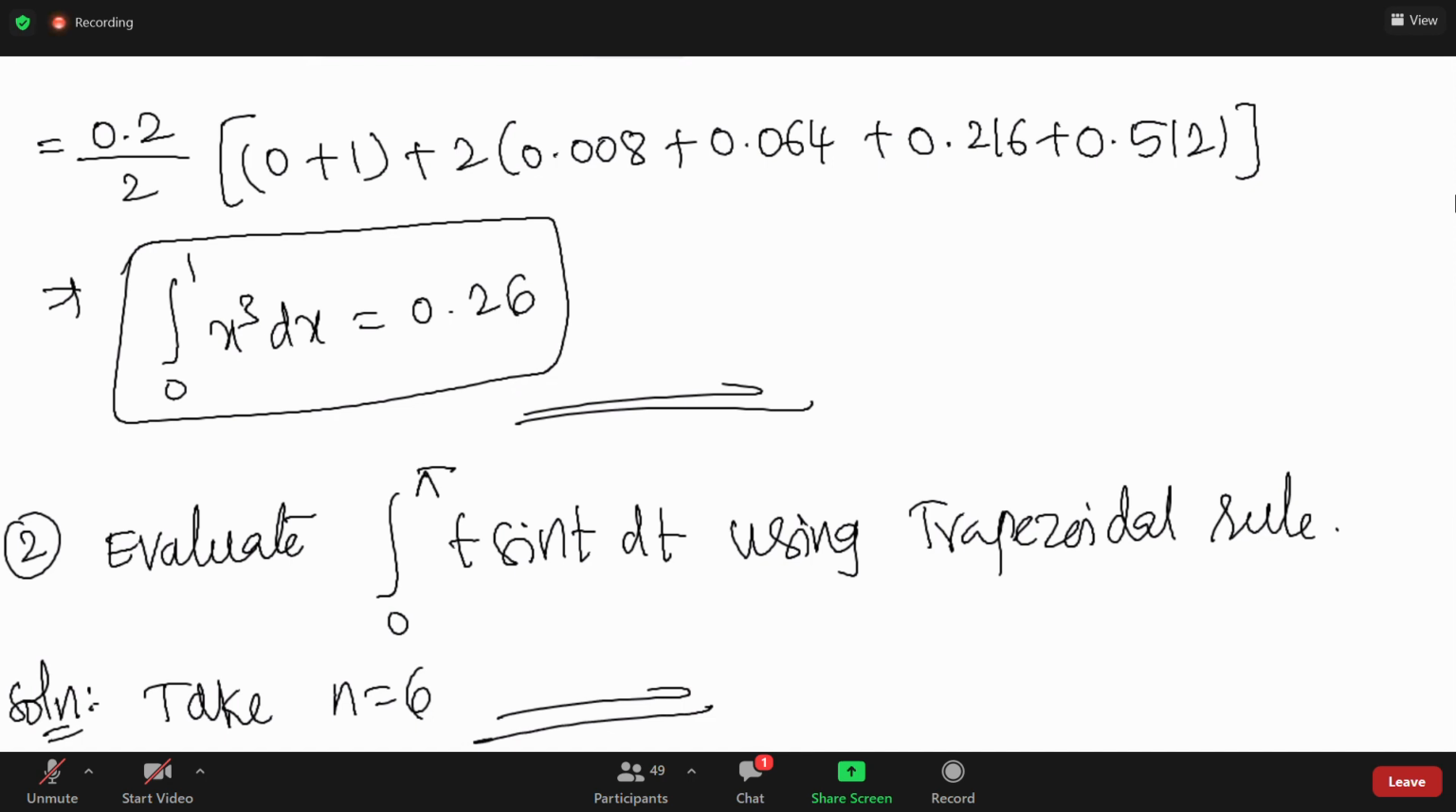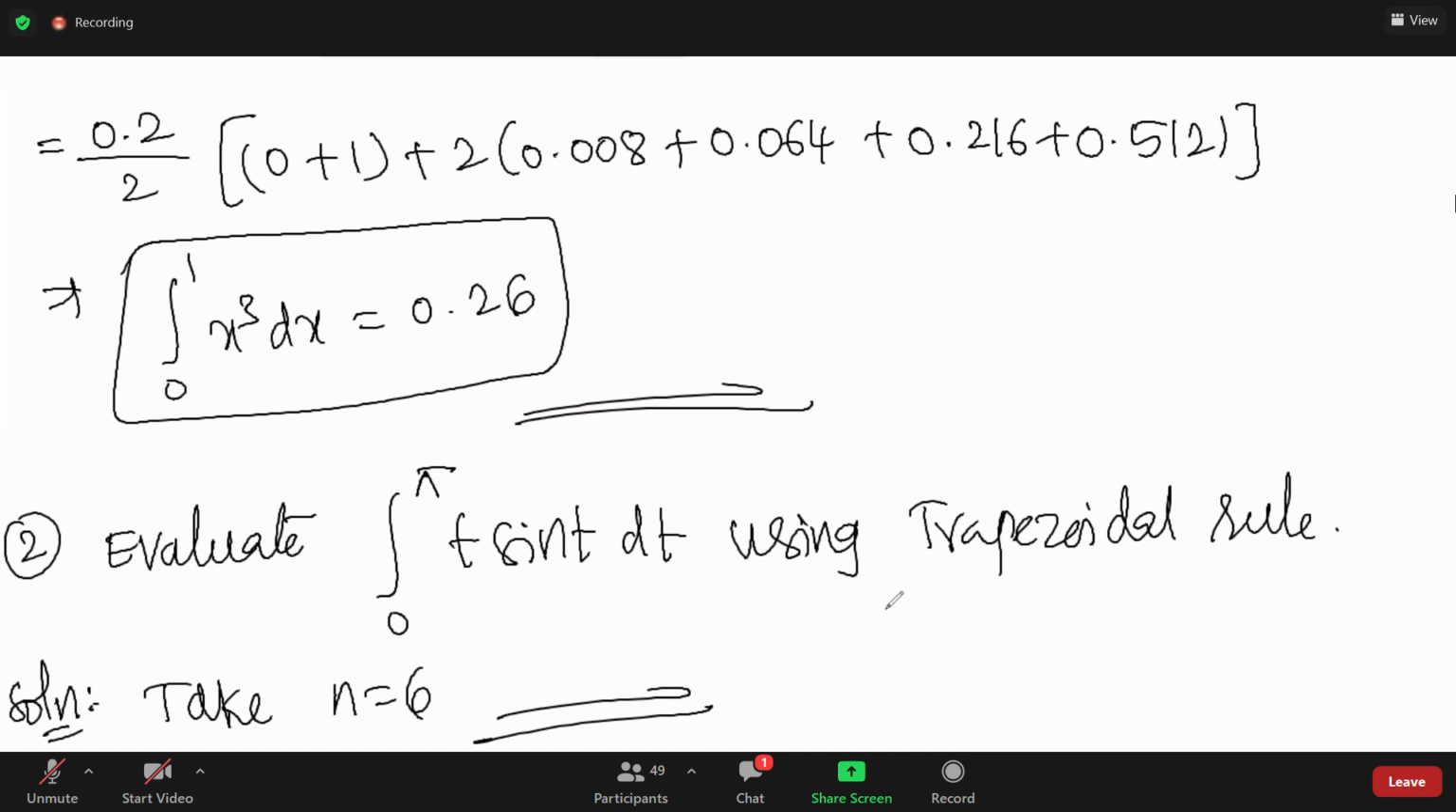So if the number of subintervals is not given, you have to take n is equal to 6 in the trapezoidal rule. In Simpson's one-third rule, take an even number of subintervals. In Simpson's 3/8 rule, take subintervals that are multiples of 3. Multiples of 3 means 6, 9.